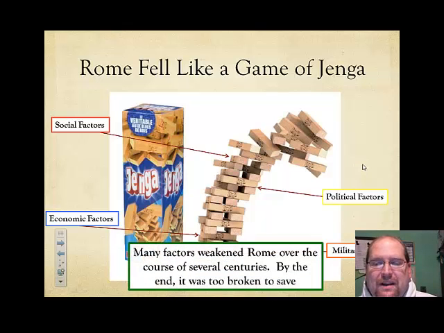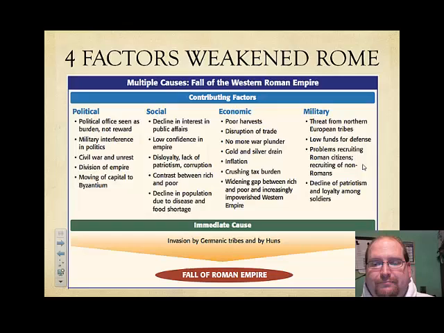Many factors weakened Rome over the course of several centuries. By the end, it was too broken to be saved. Here are those four factors outlined with bullet points. This is right out of our book if you want to take a second to pause and get an idea of the different areas of each of these four factors that helped with the decline. Again, political, social, economic, and military.